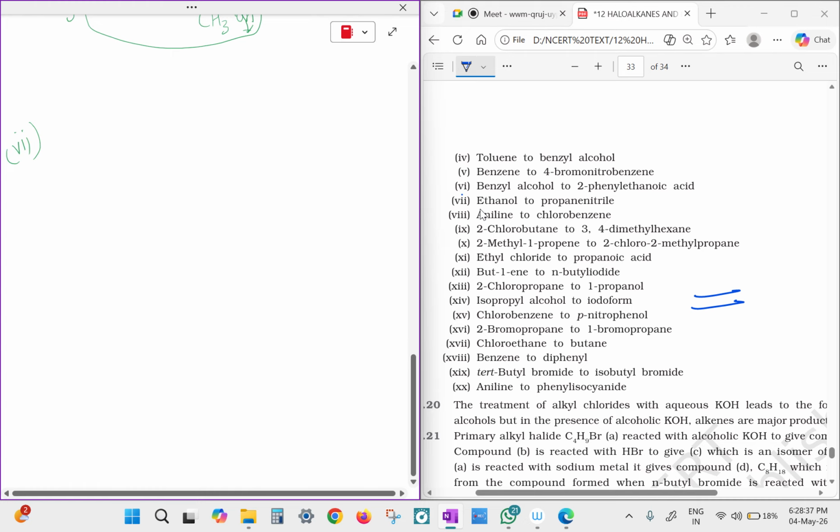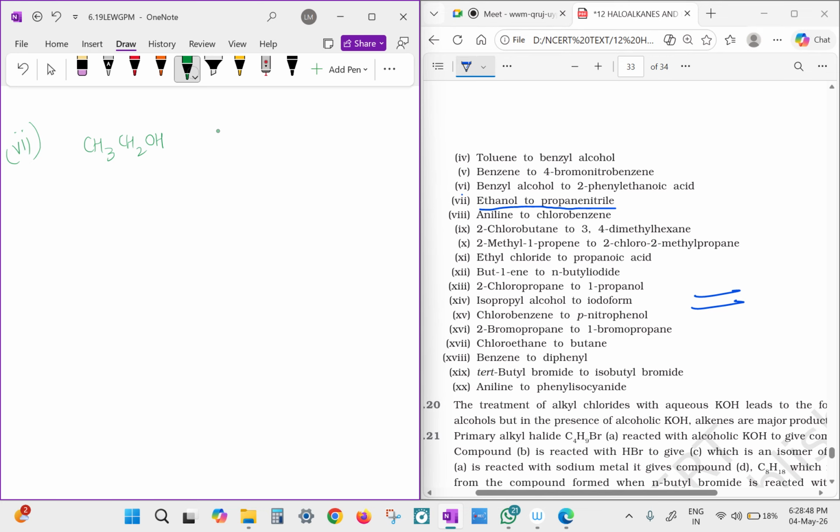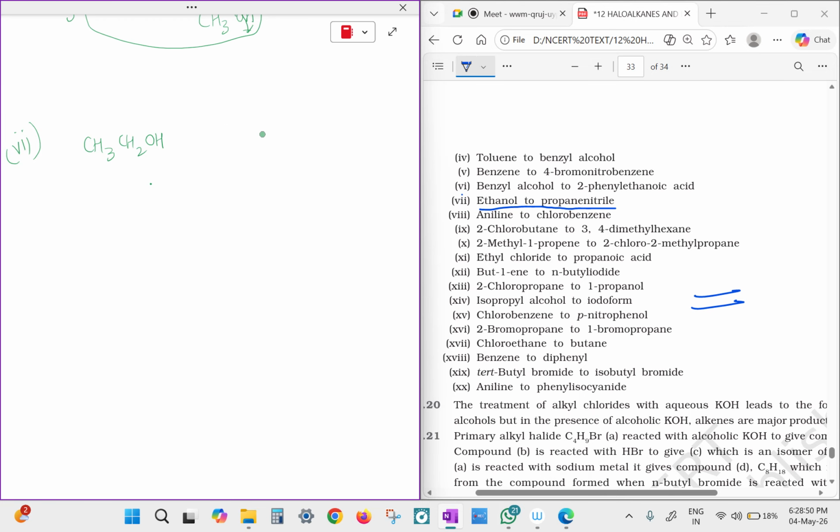Seventh is ethanol to propane nitrile. Ethanol CH3CH2OH to propane nitrile. What is propane nitrile? In nitriles, the nomenclature goes by the total number of carbons. So CH3CH2CN, propane nitrile, 3 carbon nitrile. So obviously it looks like the OH, this much is there in both of them. OH has been replaced with the CN.